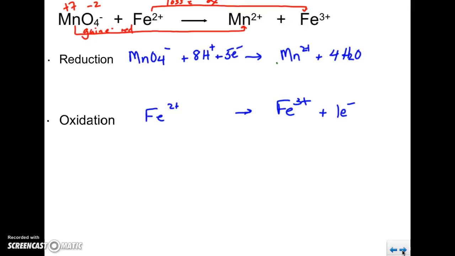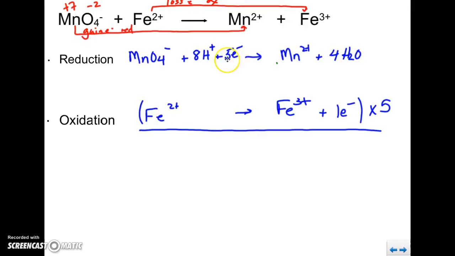Finally, we can add these two reactions together in order to make a redox reaction. However, the electrons have to balance. The oxidation reaction only has 1 electron. The reduction reaction has 5 electrons. So what you will need to do is to multiply the oxidation reaction by 5. By doing this, this will result in 5 electrons on the product side, which will cancel the 5 electrons on the reactant side.